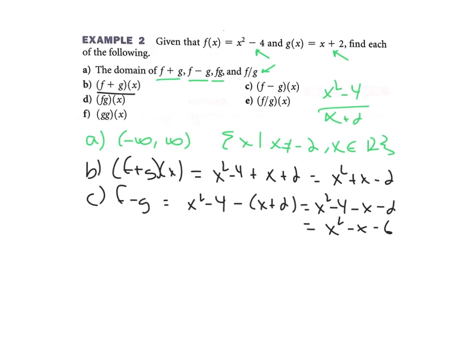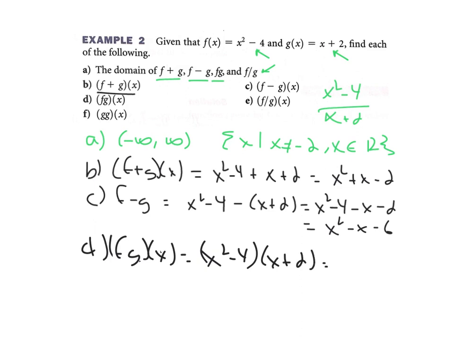Part D says f divided by g of x. Actually, it says f times g. Sorry about that. It says f times g of x. Getting ahead of myself just a little bit. f times g of x will be x squared minus 4 times x plus 2. Looks like a FOIL method right there. So I'm going first, which is x cubed, outer 2x squared, inner minus 4x, last minus 8. And the beauty of that one is I'm done. There's nothing to add together.